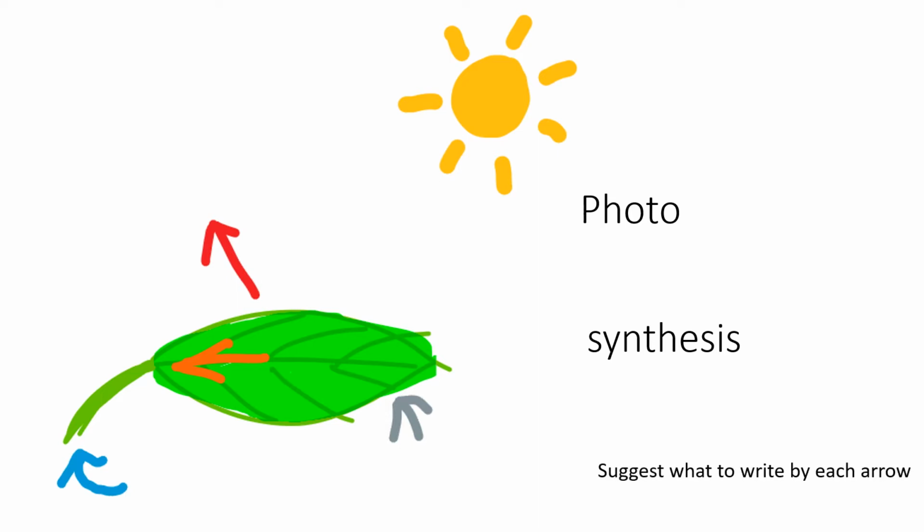So now have a think about what stuff is being made and what stuff is being used. In other words, what are the reactants, what's coming together, and what are the products, what are the results of photosynthesis? You should be able to know about that and think about what's going to go alongside each arrow.